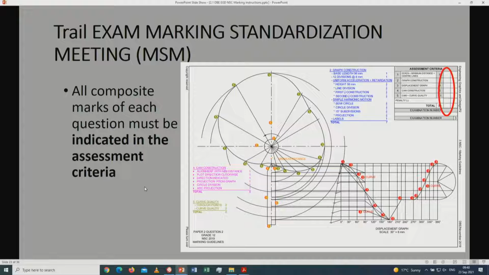Then you have to transfer the information, of course, to your assessment criteria. Indicated in your assessment criteria over there, wherever you go. So it's 2 and 3, and that gives you 5. So put in 5 over there.